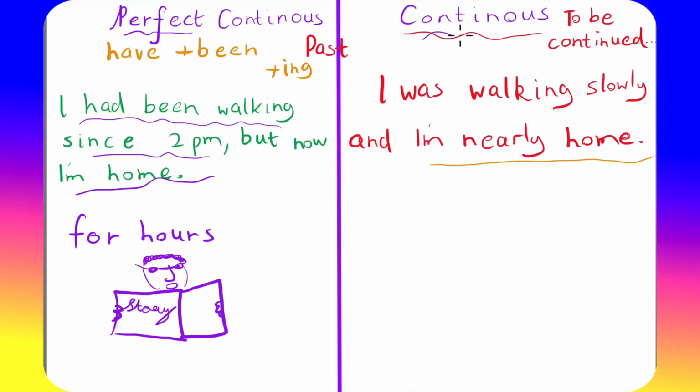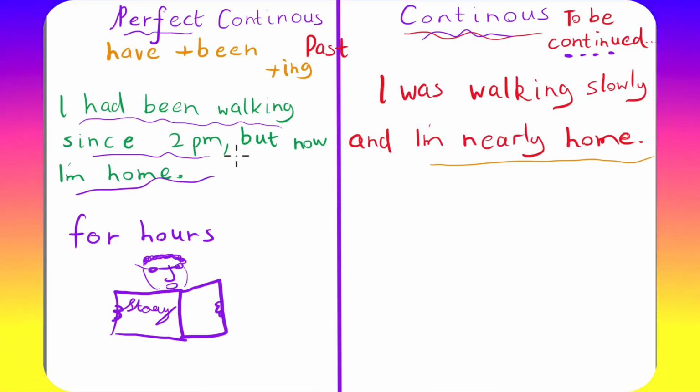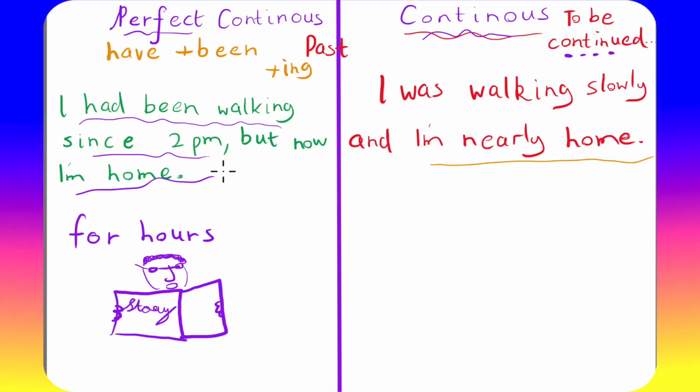When we use the continuous tense, it is continuing to be continued. It's like watching an episode and watching the next episode and the next episode, and it's still to be continued in a series or in a story. I was walking slowly and I'm nearly home. Whereas here we're saying I had been walking since 2 p.m. but now I'm home. We have a cause and effect here. Because we had been walking since this time, it was continuous, we are now home.